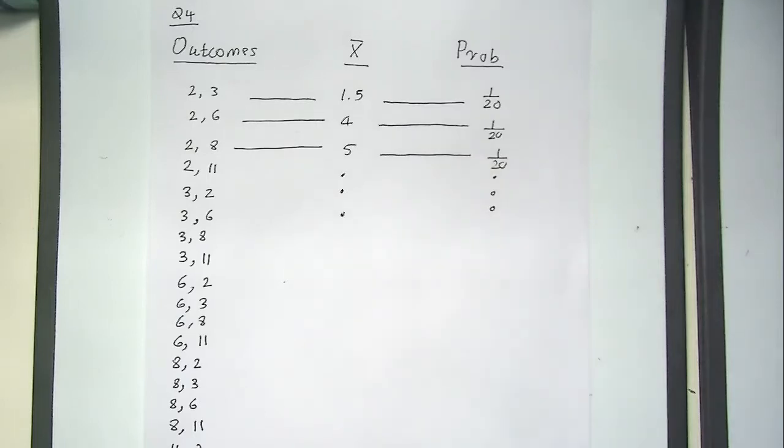All right, so once you completed this table, which I have not, the rest is trivial, right? You just compute the expectation of x bar and the variance of x bar in the same way I did for question 3. Okay, guys? Any questions, please?